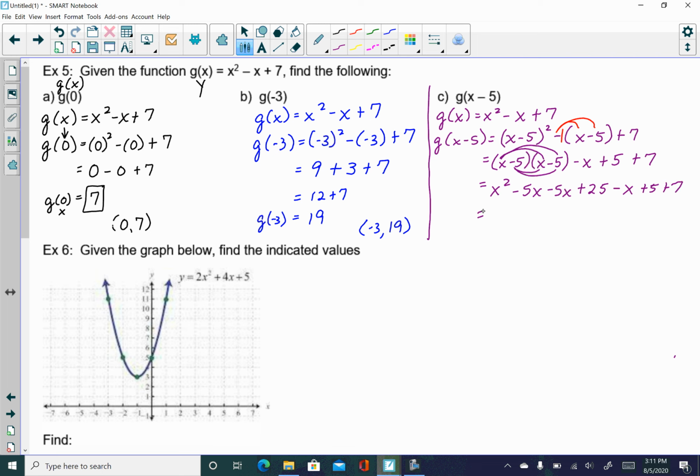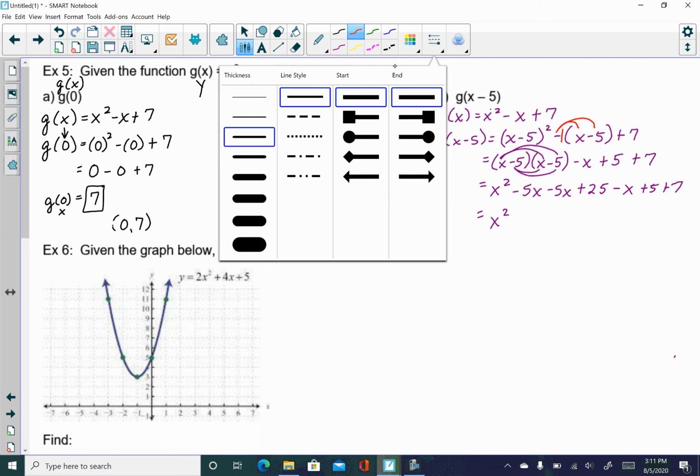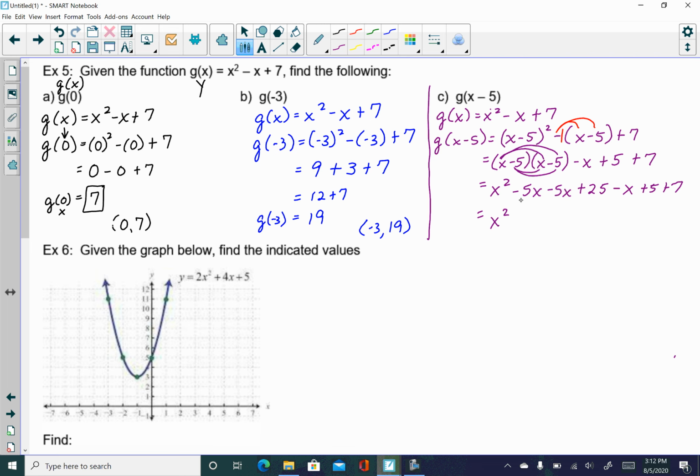Okay, I'll just keep working. Let's combine like terms. So I've got my x squared. And then let's combine all of our x's. I'm going to underline them here so you can see them. So I have -5x, -5x, and a -1x, with an imaginary 1 here. So now I need to combine all of those. They're all negative, so you add them. So 5 and 5 is 10, plus 1 is 11, but since they're all negative, I keep it, minus 11x.